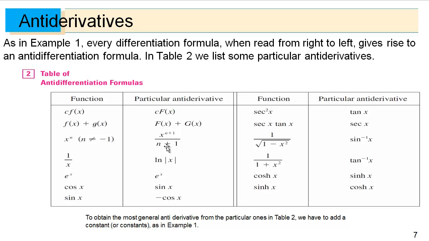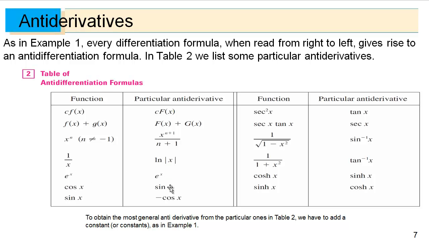n can't be -1 because then we're dividing by 0. We know 1 over x goes to natural log of the absolute value of x, and that works for everything but 0. e to the x goes to e to the x, of course, because the derivative of e to the x is just e to the x.